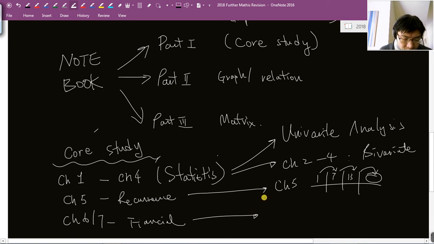For financial math, chapters 6 and 7, you will expect to see interest. You expect to see loans, and you expect to see some investments.